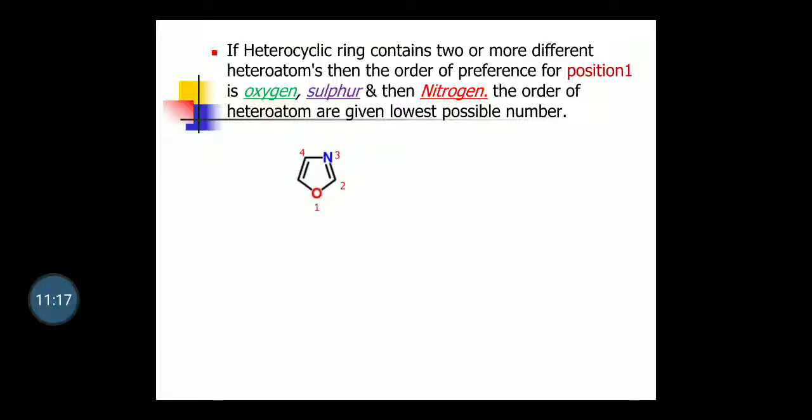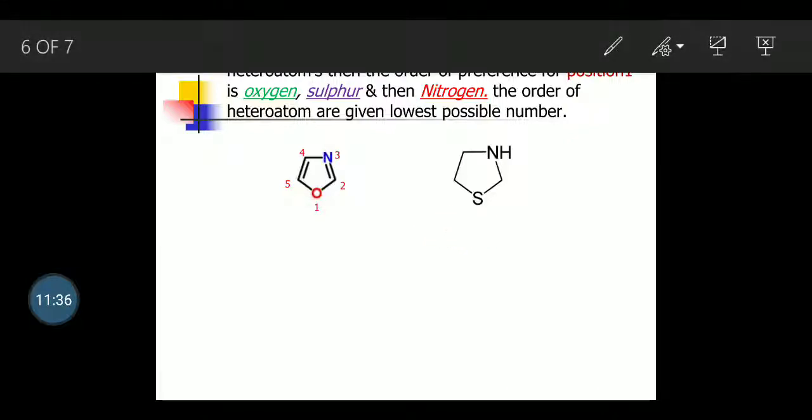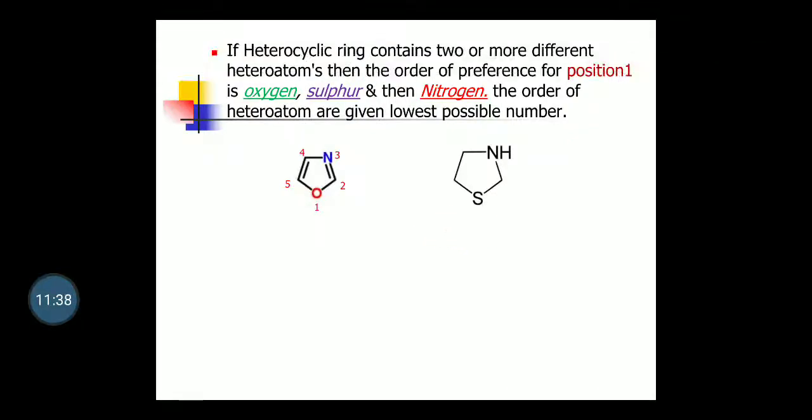By this rule, in the next example there are two heteroatoms, sulfur and nitrogen. By OSN, sulfur will get position 1, then the numbering will go to nitrogen, and in the same way the other heteroatom will get the lowest set of numbers. So in this case we start the numbering with sulfur, and then proceed anti-clockwise so that the nitrogen will get the lowest number as before.